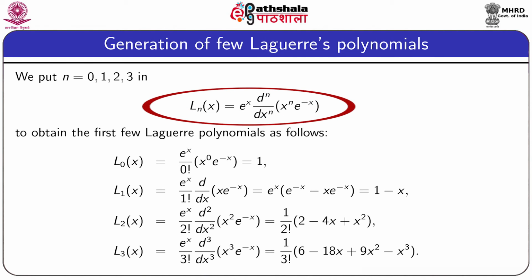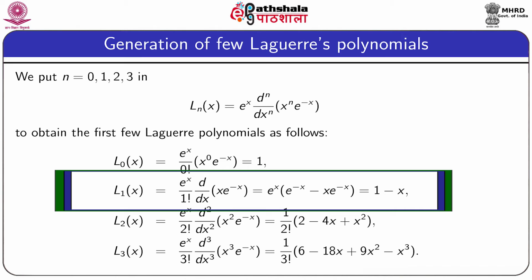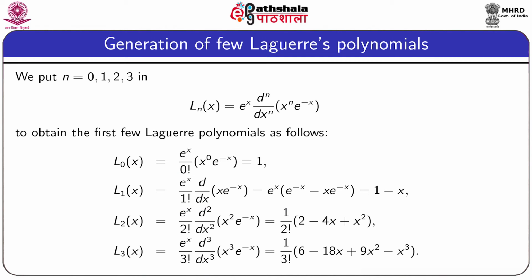We now generate a few Laguerre polynomials with the help of the formula L_n(x) is equal to e^x by n factorial, the nth derivative of x^n e^(-x). If we put n equal to 0, we will get L_0(x) is equal to e^x by 0 factorial x^0 e^(-x), which is equal to 1. For L_1(x), this is equal to e^x by 1 factorial d/dx of x into e^(-x). If we find the first derivative of x e^(-x) and simplify, this is equal to 1 minus x.